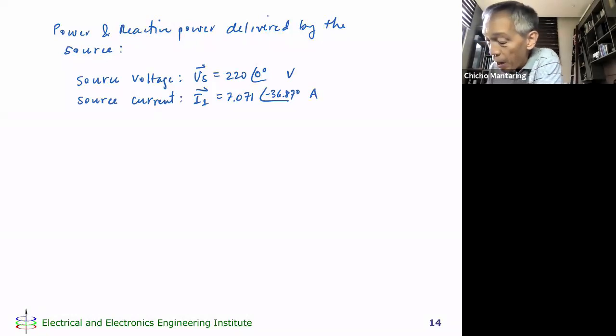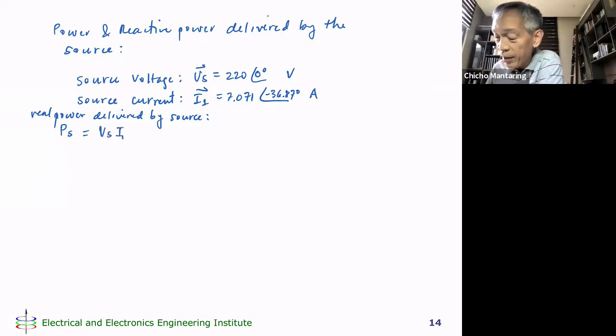So what is the real power delivered by the source? Let me call that PS. No? So real power delivered by source. So that's PS. That would be equal to Vs I1. Okay, I took out the vector sign. So assumption is this is now RMS values, no? Cosine of 0 minus negative 36.87 degrees.